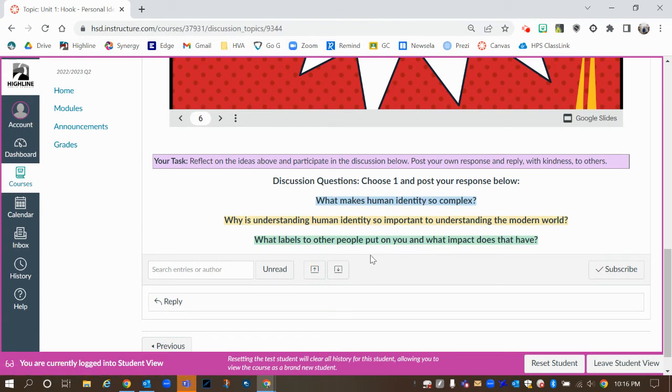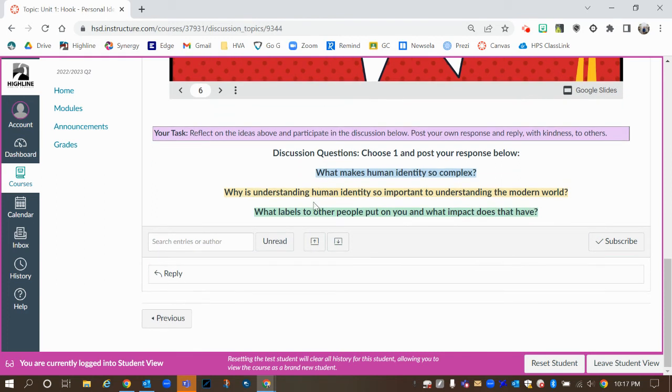And then from this discussion, that'll help us gather information about what you know already, but also about what you would like to learn about. So here's the questions that you can post to. What makes human identity so complex? Why is understanding human identity so important to understanding the modern world? And what labels do people put on you, and what impact does that have?